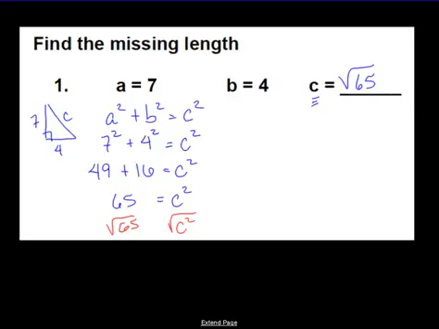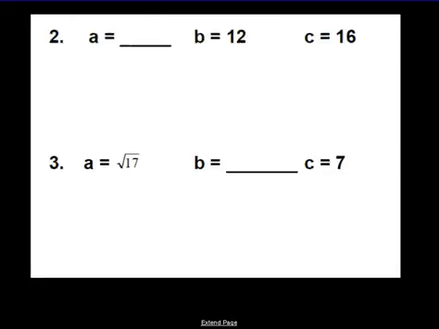Looking at another example here, this time my A is missing. So if I draw a quick little triangle to get a visual of what's going on, they gave me C, which is 16. This piece would be 12, and this piece is my A. Again, my formula says A squared plus B squared is equal to C squared. I substitute in the values that I'm given. A squared, I do not know. B, I do know, that is 12, so that's 12 squared. I do know C, C is 16.